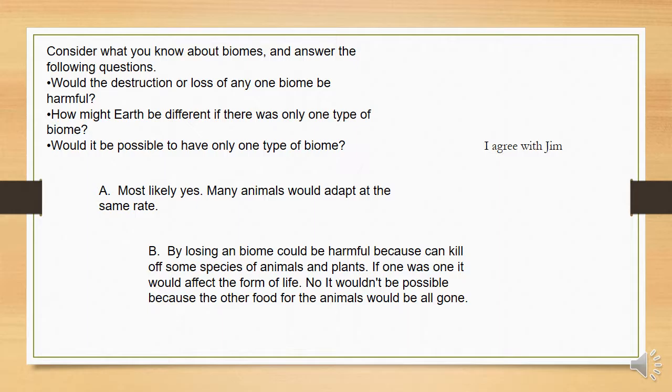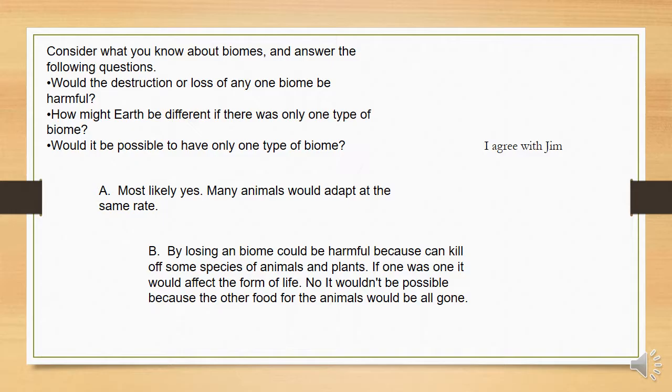However, I would say most likely the destruction of any one biome would be harmful because many animals, yeah, no, that doesn't even work when I'm reading it. Many animals would adapt at the same rate. What does that mean? Okay. Then by losing an biome, which is improper English, it should be a biome, could be harmful because we can kill off some species of animals and plants. If one was one, it would affect the form of life. No, it wouldn't be possible because the other food for the animals would be all gone.